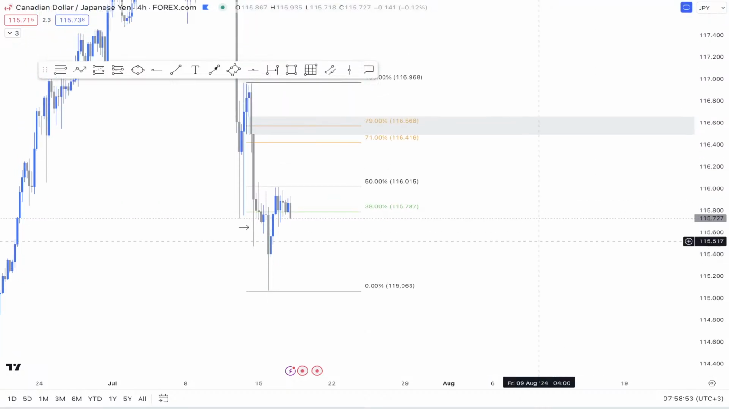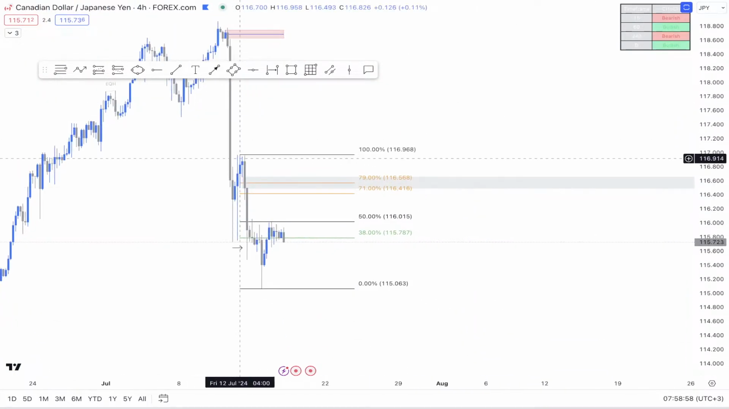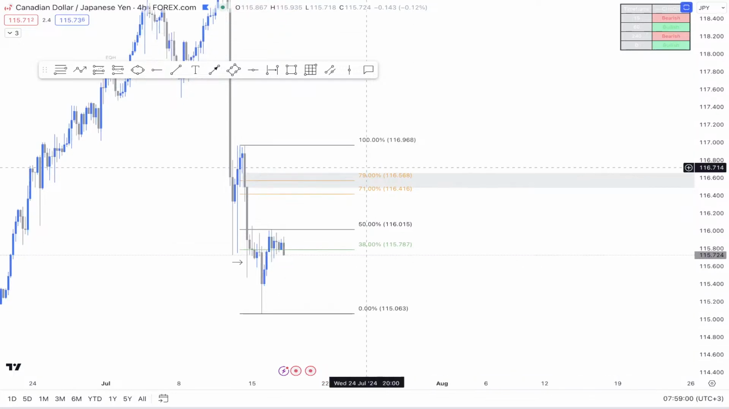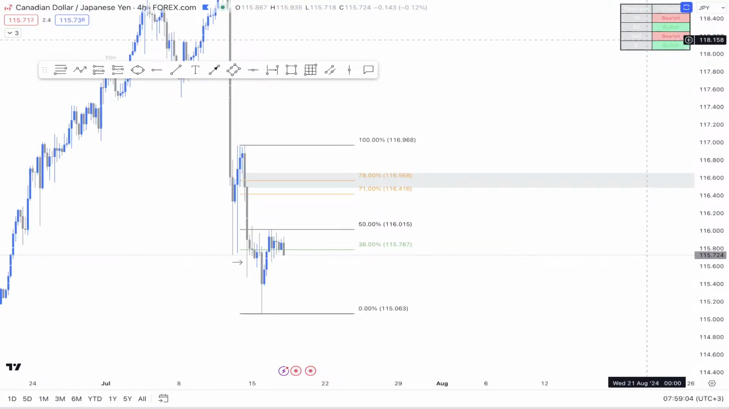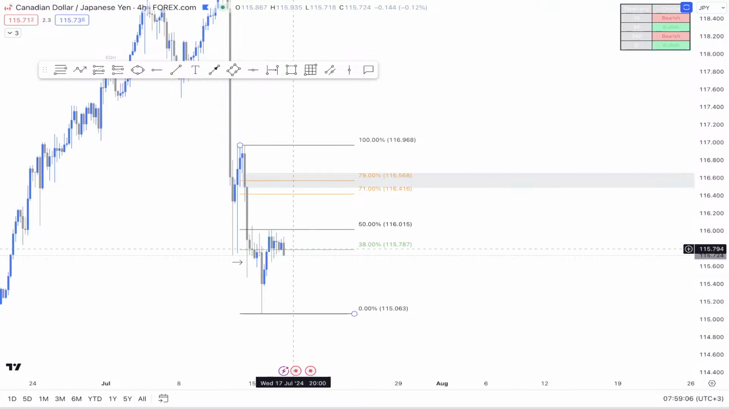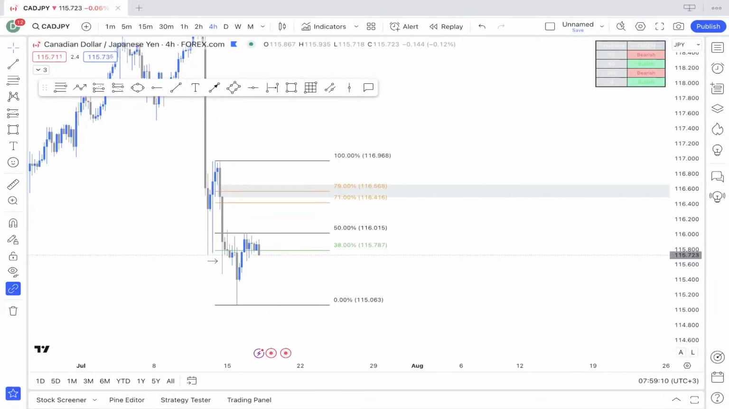CAD/JPY, right here we have a bearish opportunity looking pretty textbook. We have an aggressive break towards the downside, a fair value gap lining up perfectly with the point of interest. The 4-hour bearish on the trader graph, and so far a corrective pullback. So we definitely want to see a continuation of that.